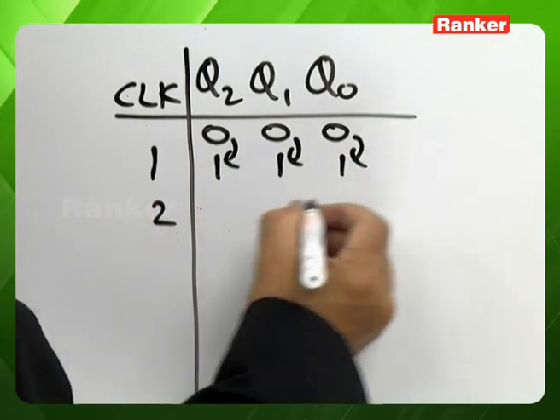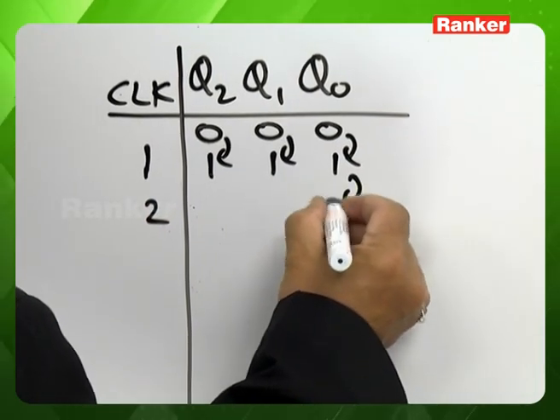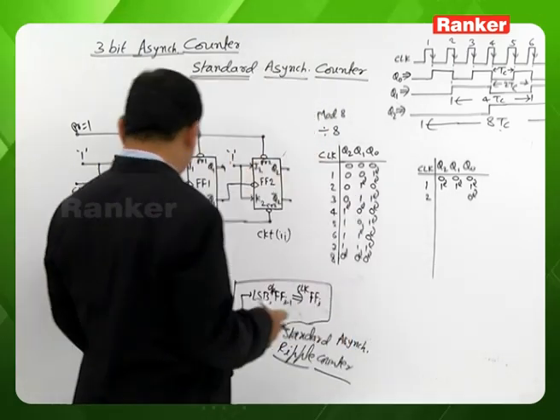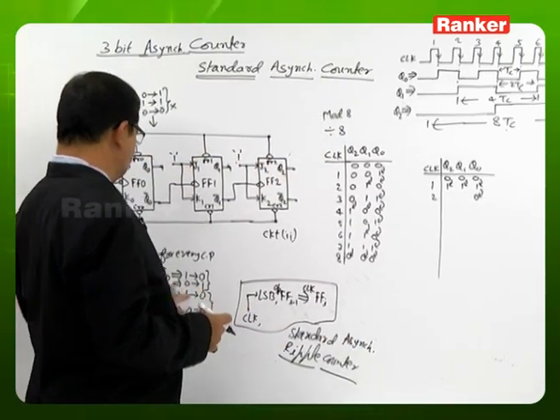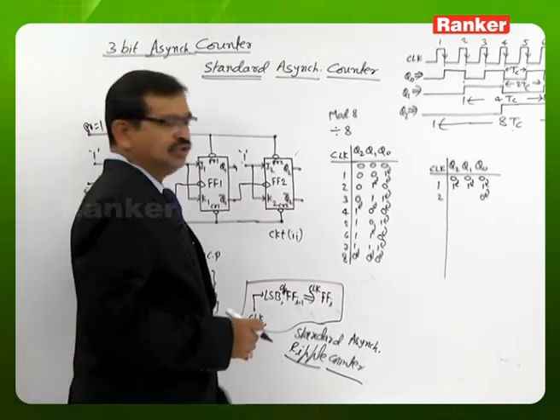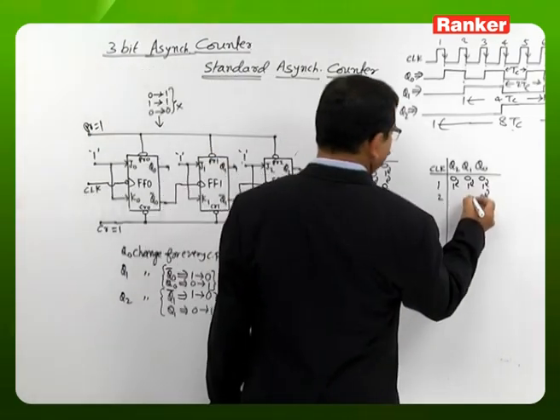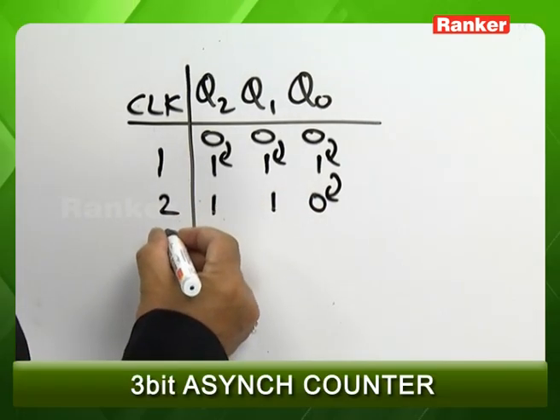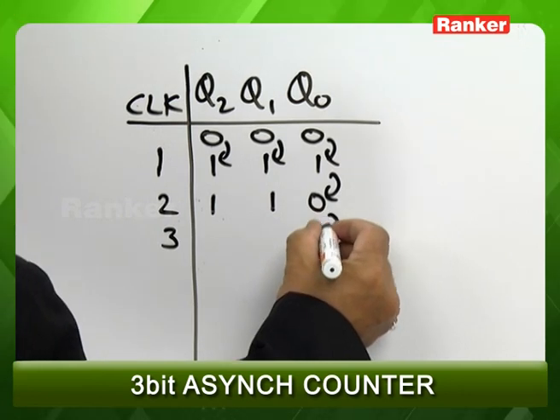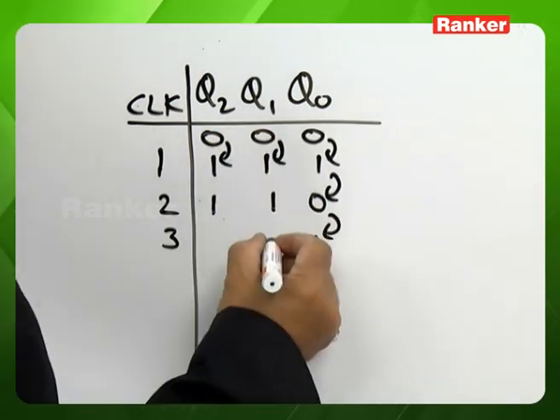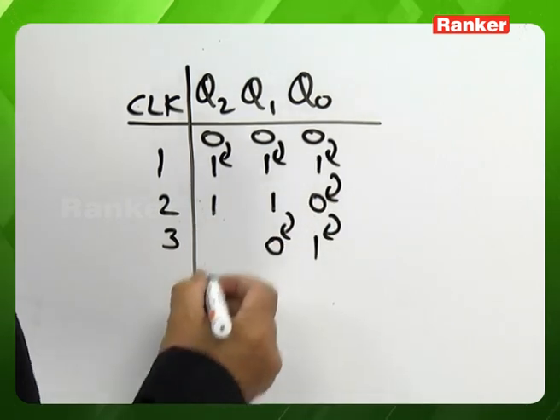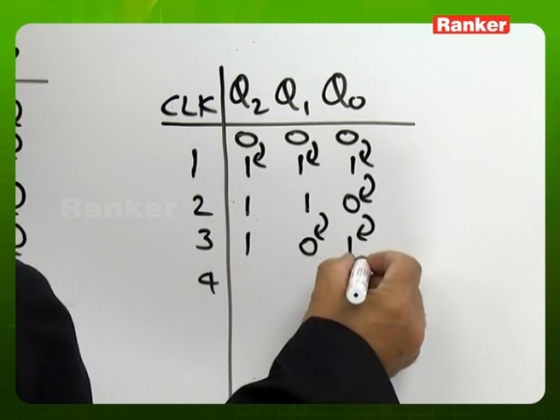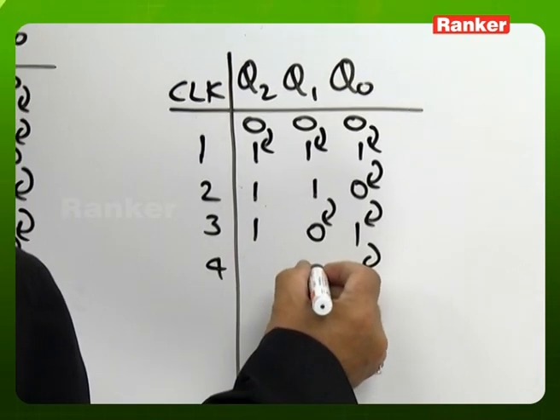At the second clock pulse, Q0 will be changing 1 to 0. Whenever Q0 changes 1 to 0, that is not a clock to flip-flop 1, so no change to flip-flop 1. Once there is no change to flip-flop 1, there is no change to flip-flop 2. At the third clock pulse, Q0 changes 0 to 1, the clock to flip-flop 1 is changing 1 to 0. It is not a clock to flip-flop 2, no change. And so on, we can look like this.